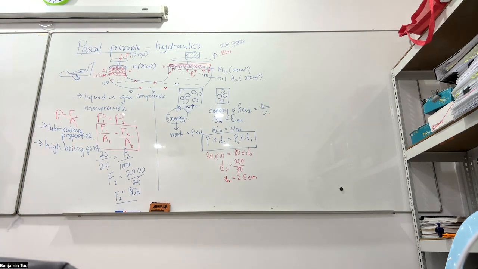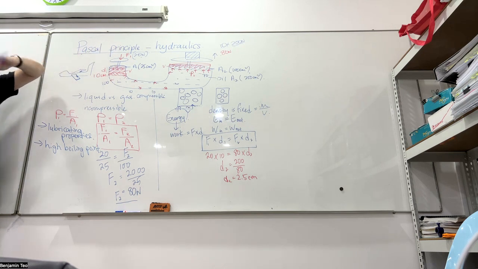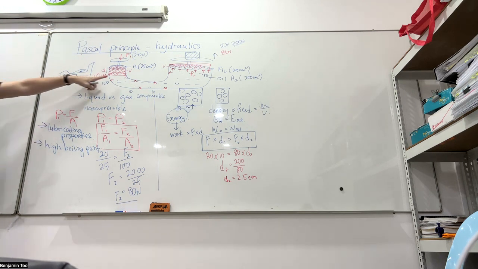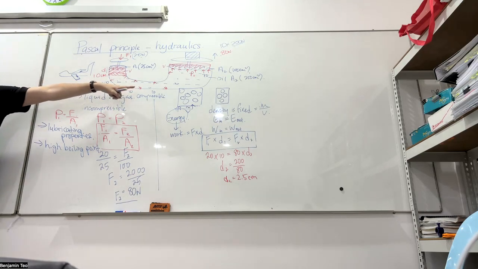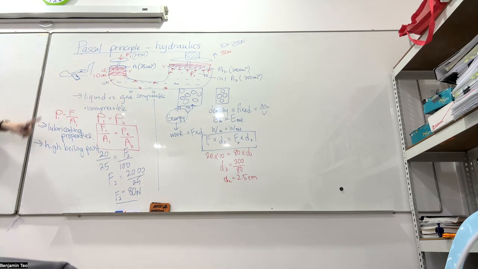If you use water, when all these things are working, it will release a lot of heat energy. Using oil can reduce the heat energy because you reduce friction. If you use water, the heat will boil the water, turn into gas, and now you get air bubbles. So high boiling point is the reason we use oil.